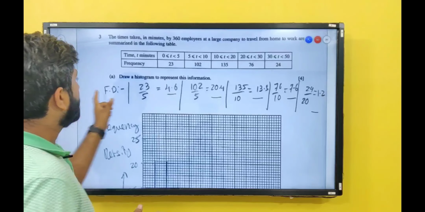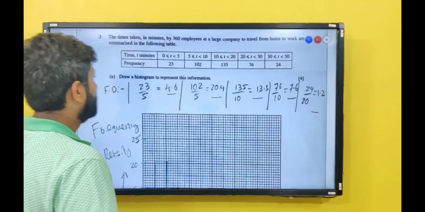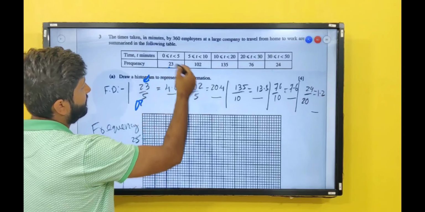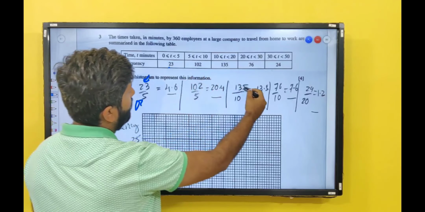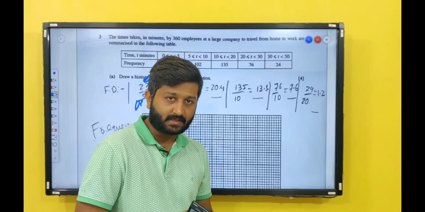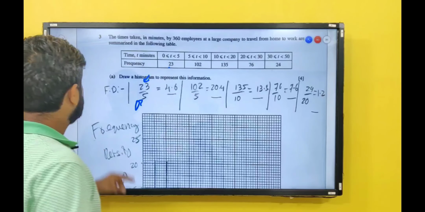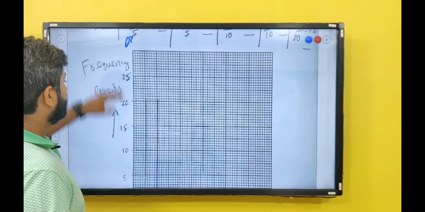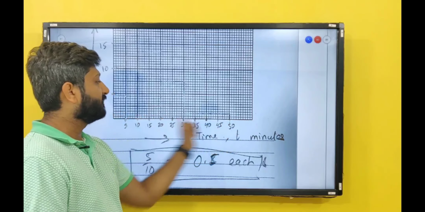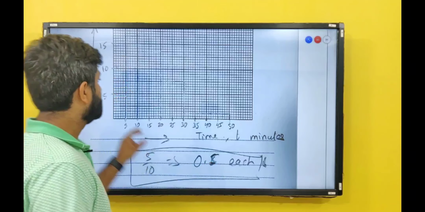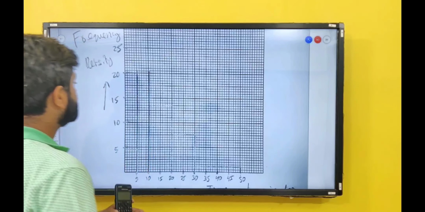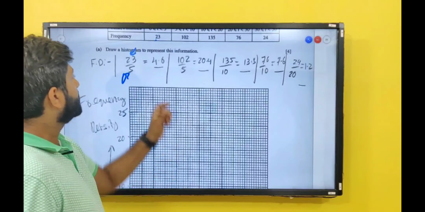So see here, I have calculated the frequency density. Frequency density is frequency 23 upon class width 5, 102 upon 5, 135 upon 10, and so on. I have calculated all the frequency densities. My y-axis will be frequency density and my x-axis is going to be time, which is in minutes. I'm extremely sorry because the readings are not visible in the graph.